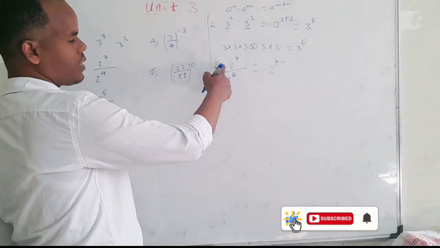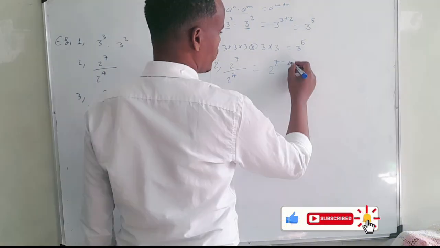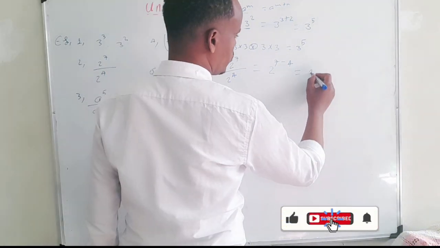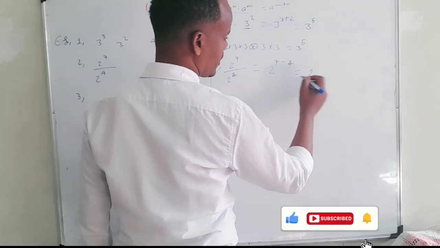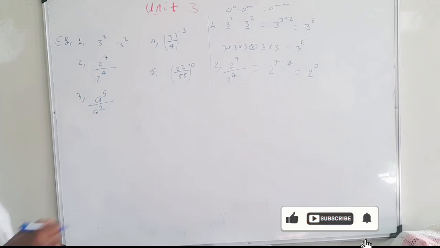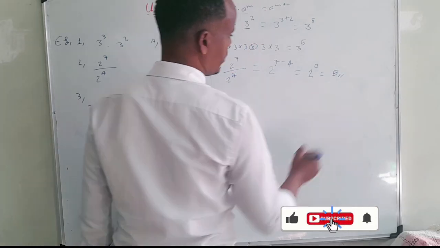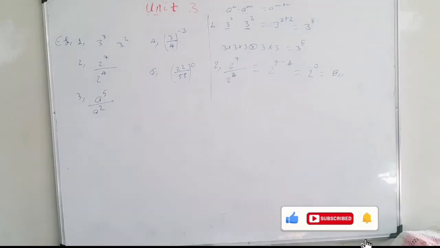The exponent 7 minus 4 is 3, so the answer is 2 to the power of 3, which is 8.